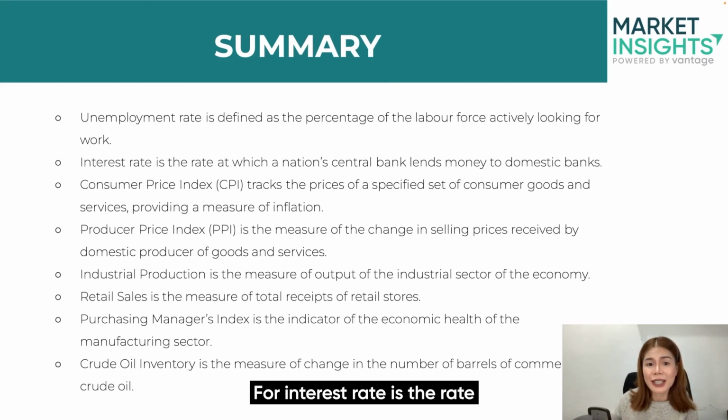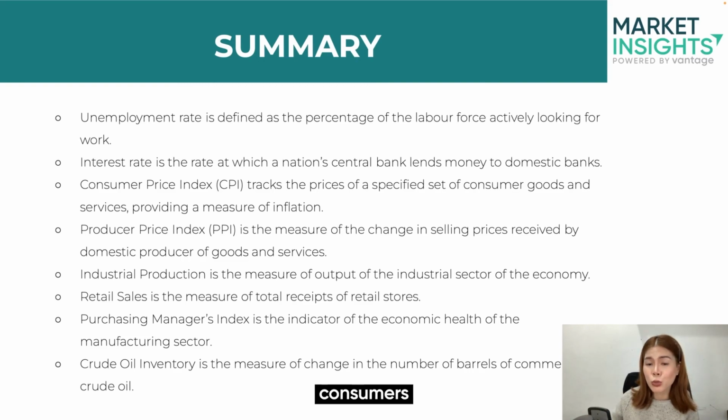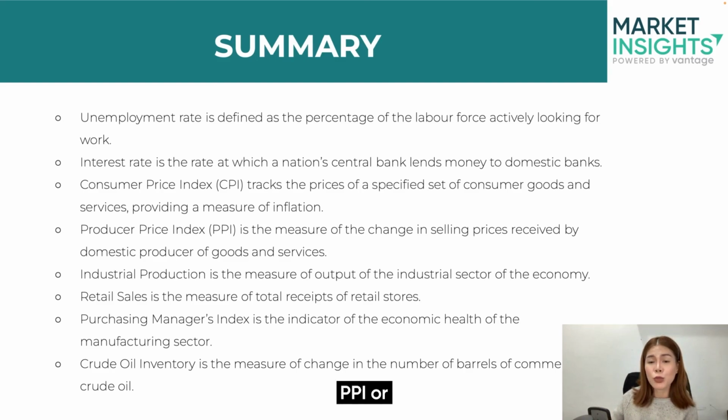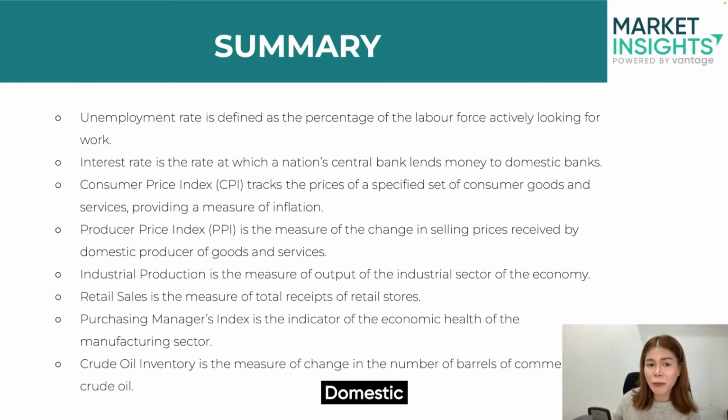Fourth, interest rate is the rate at which a nation's central bank lends money to domestic banks. Out of all the data, this is probably the most important one. Next, CPI, or Consumer Price Index. It tracks the prices of a specified set of goods and services, providing a measure of inflation, aka inflation that can be felt by consumers like you and I. Producer Price Index, or PPI, or producer inflation, is a measure of the change in selling prices received by domestic producers of goods and services.